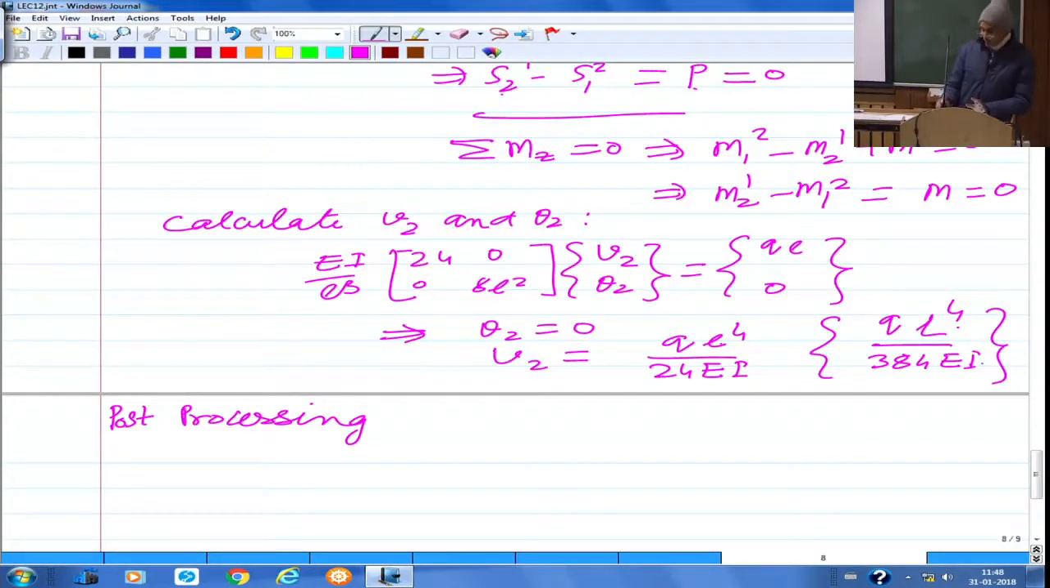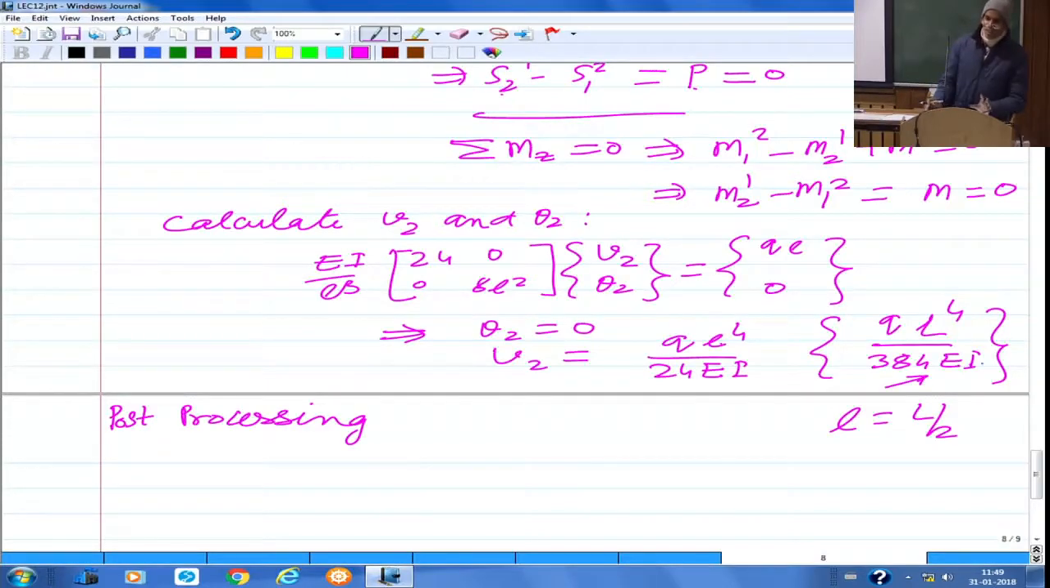So maybe we can check that. Of course, it can also be calculated. If you look at here, this small l is actually capital L by 2. So what you get is 2 to the 4, that is 16, and 16 into 24 is what? 384. So you see again that 2 element discretization actually gives you essentially the exact solution.